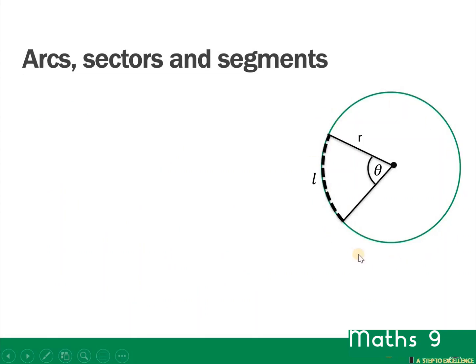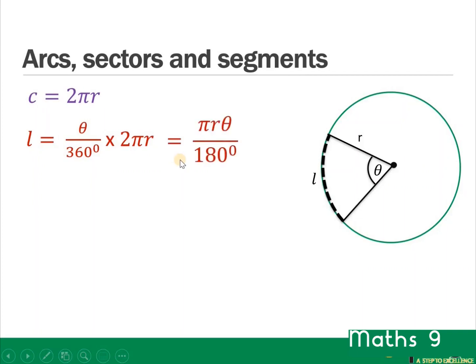Let's start with the whole circumference, which is 2 times pi times r. Then the fraction that we want to find is equal to theta over 360. So the length L is equal to theta over 360 times 2 pi r, which simplifies to pi r theta over 180. The perimeter of this sector is equal to the arc length L plus 2r, so it's pi r theta over 180 plus 2r.